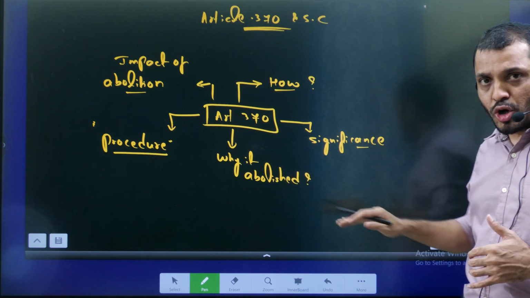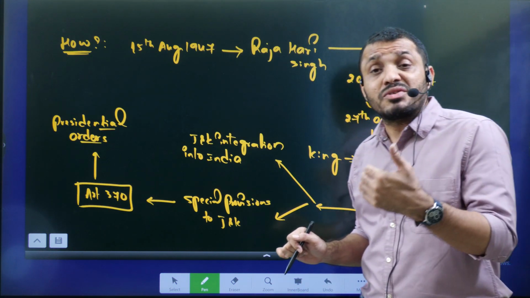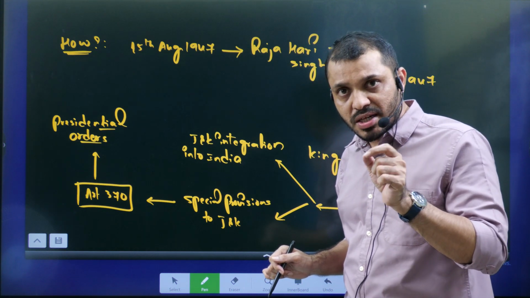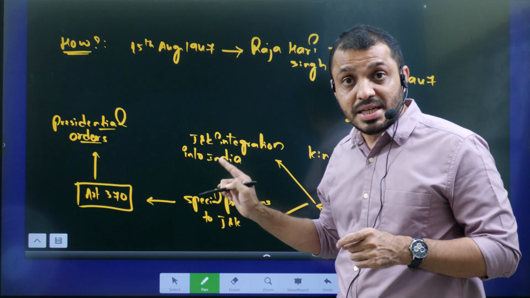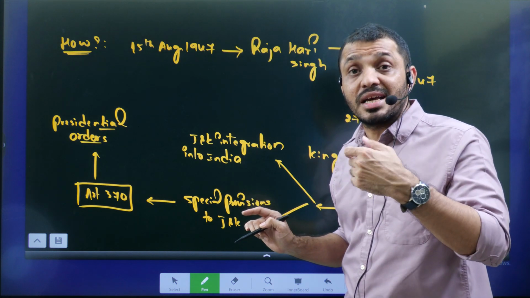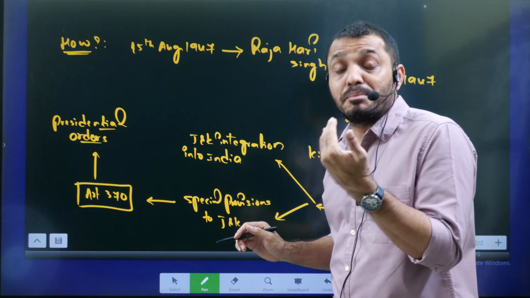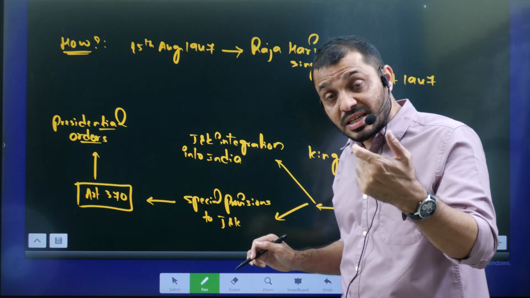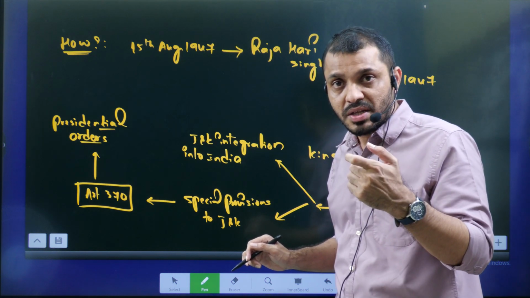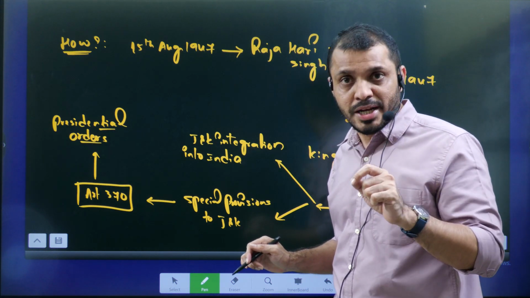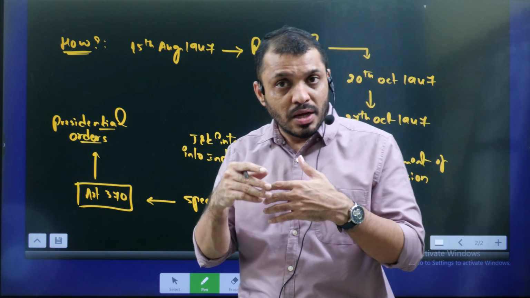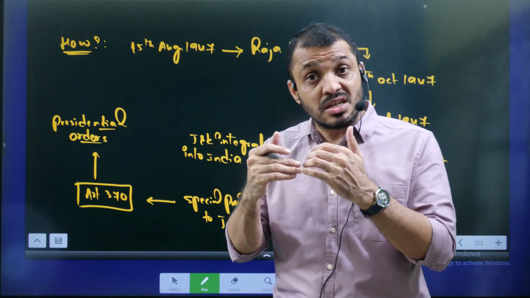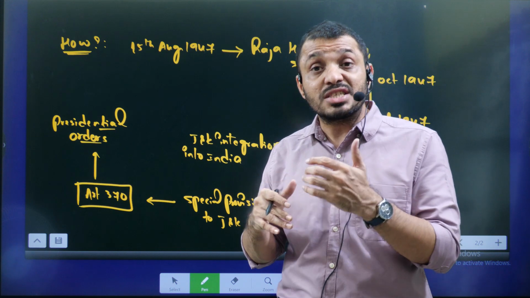Now, why was it abolished? The lawmakers of India, the government, thought that having Article 370 was completely discriminatory. You cannot treat one state as special compared to other states. Because Article 35A was in the Jammu Kashmir constitution, there was discrimination against women. If a Jammu Kashmir woman married a person from outside Jammu Kashmir, she lost all her property rights, and her children also lost their property rights. This kind of discrimination was there.